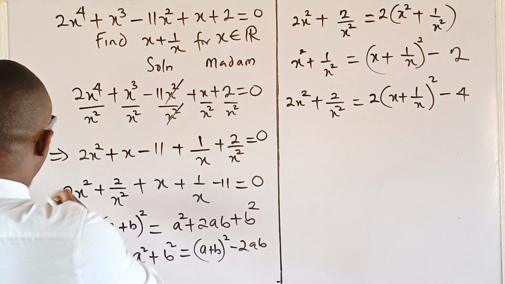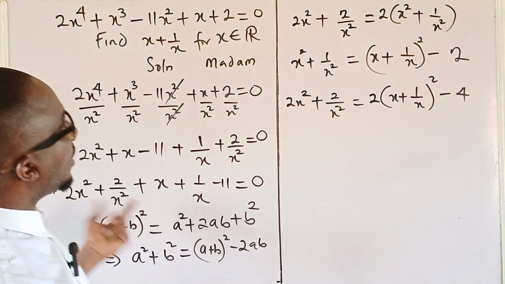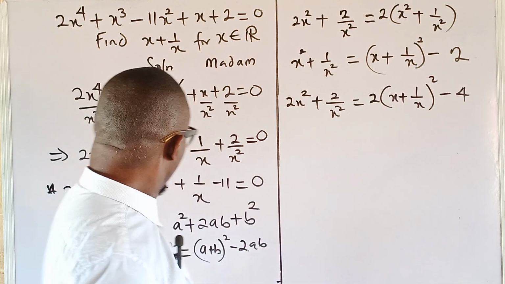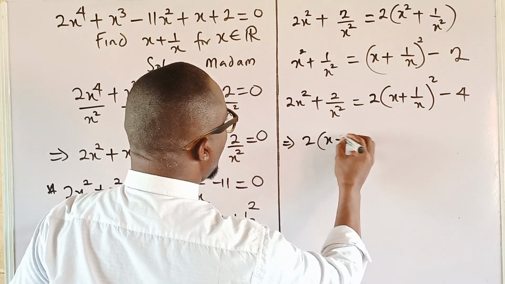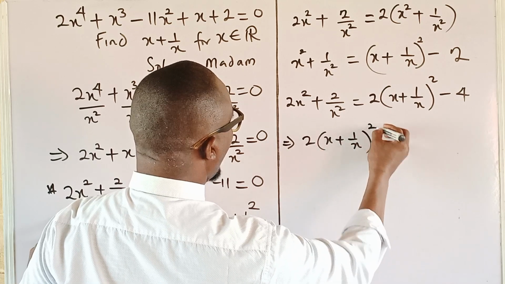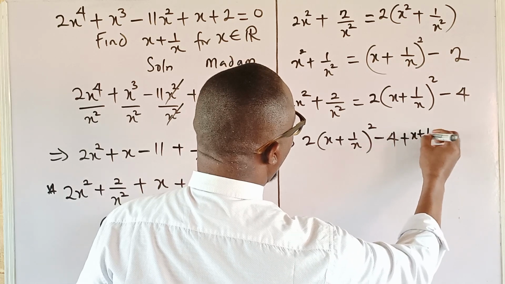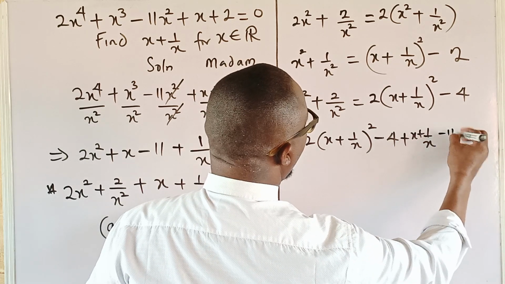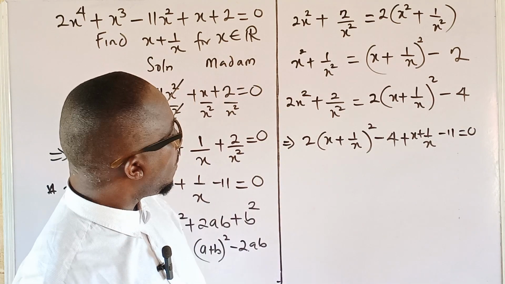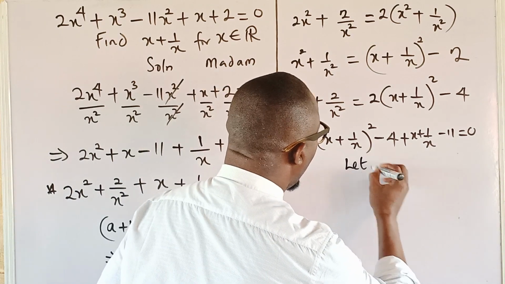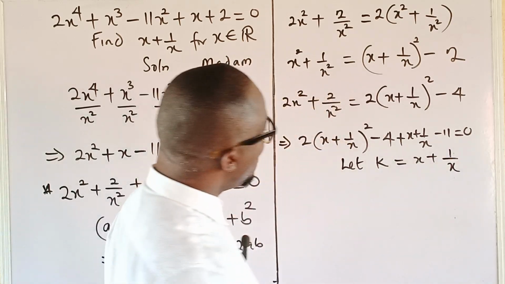Then in the original equation, in place of 2s squared plus 2 upon s squared, I shall write this expression. We then have 2 into (s plus 1 upon s) all squared minus 4, plus s plus 1 upon s, minus 11 equal to 0. Let k equal to s plus 1 upon s.